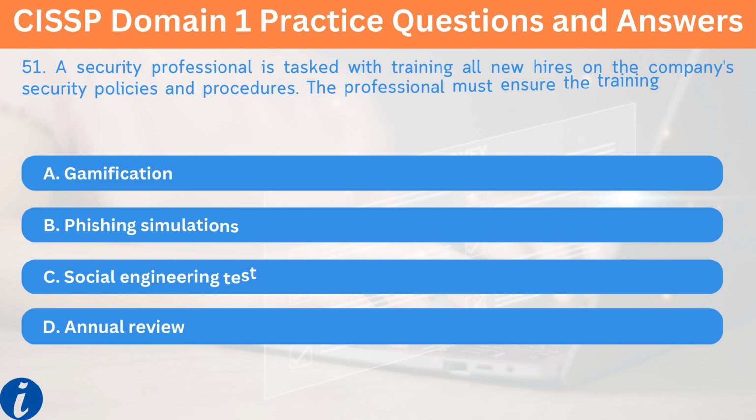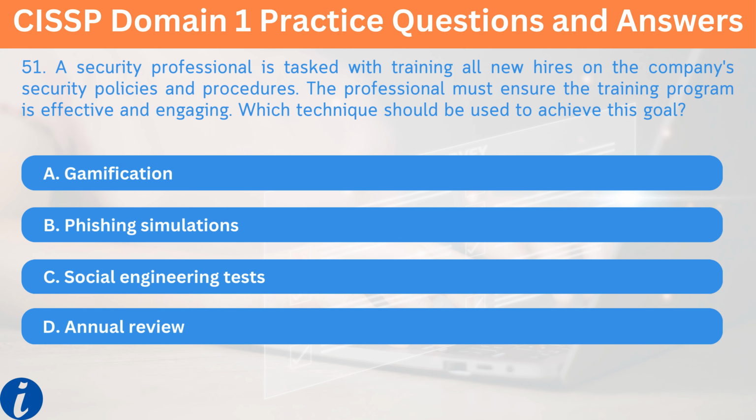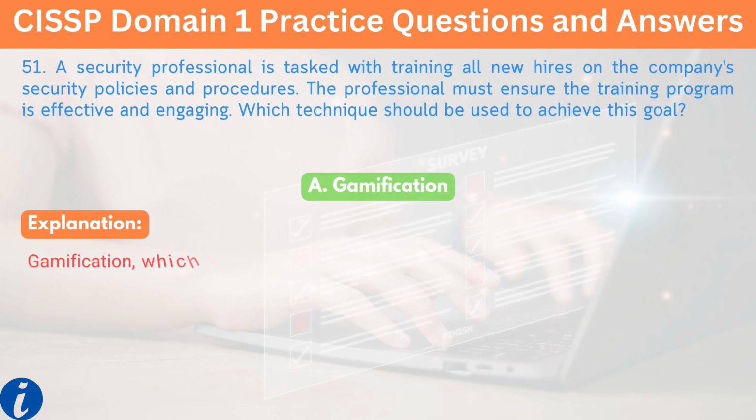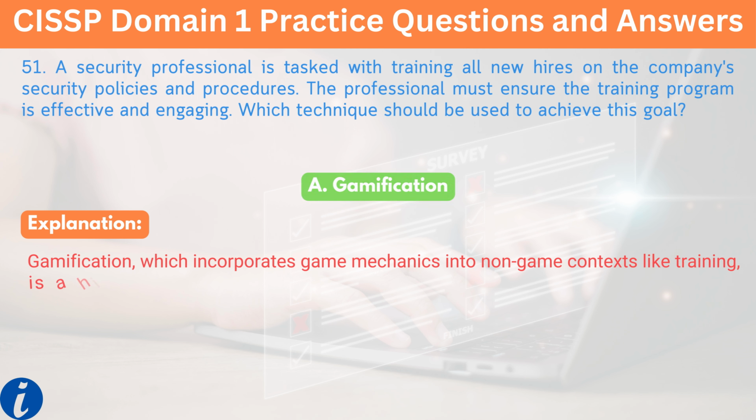51. A security professional is tasked with training all new hires on the company's security policies and procedures. The professional must ensure the training program is effective and engaging. Which technique should be used to achieve this goal? A. Gamification. B. Phishing simulations. C. Social engineering tests. D. Annual review. The correct answer is A.